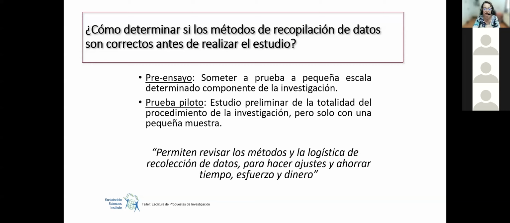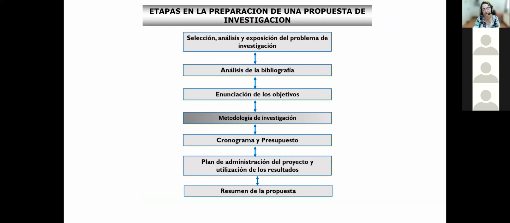The pilot test gives me the possibility to go over my method, contributes to further analysis of the logistics, to make final adjustments, to save time, effort, and money. So when you make your research proposal in the methodology, you need to include how you will test the methodology. Will you perform a pre-test and a pilot test? Will you test the instruments, or will you have a pilot test in which you will test the methodology in the whole of the process? So these are the subtitles of the research methodology. This is the part of the structure that I wanted to share with you in this presentation on methodology.